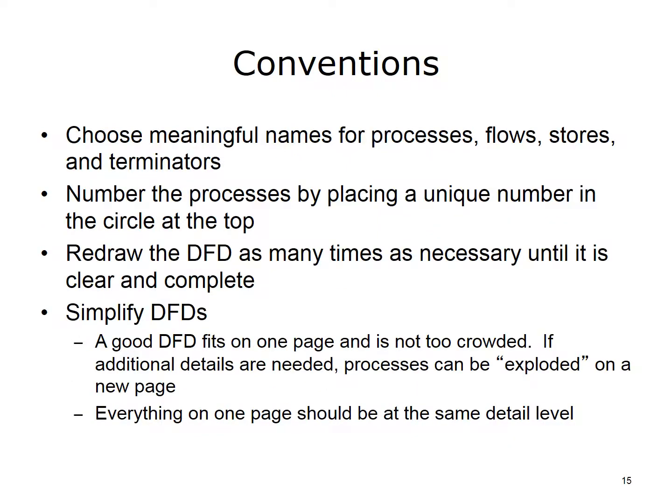Jordan notation conventions are important. The analyst should choose meaningful names for all processes, flows, stores, and terminators. Also, number the processes by placing a unique number in the circle at the top. You should redraw the DFD as many times as necessary until it is clear and complete, and simplify the DFDs as much as possible. A good DFD fits on one page and is not too crowded. If additional details are needed, processes can be exploded on a new page. Everything on one page should be at the same detail level.